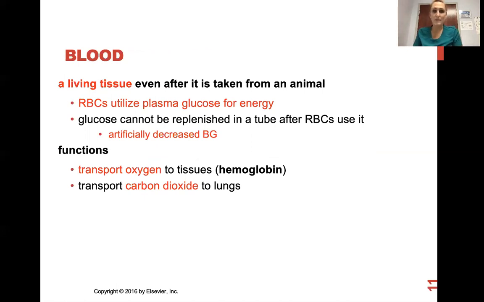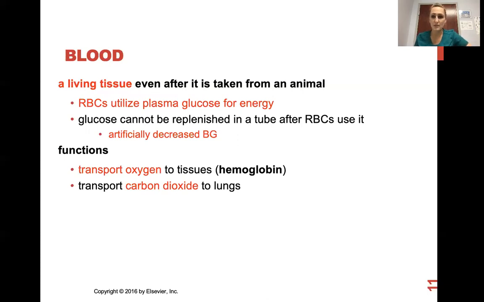All right, so blood, primarily talking about red blood cells, but all blood is a living tissue, even after you've taken it from an animal as a sample. Red blood cells in the body utilize plasma glucose for energy, the blood sugar that we test in some diabetic animals. But when it's been removed from the animal, glucose cannot be replenished in the tube. So the red blood cells still have to use it up, and there's no more glucose that they can pull from the plasma.